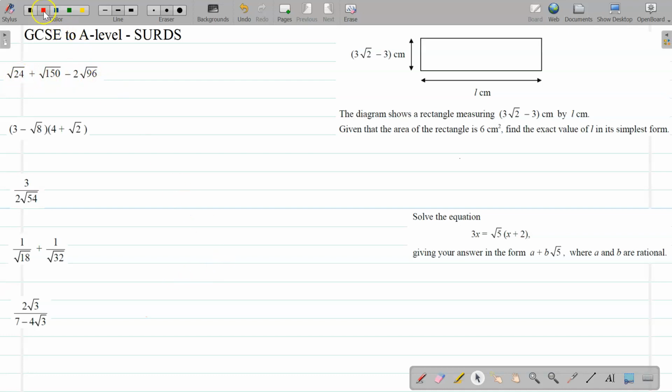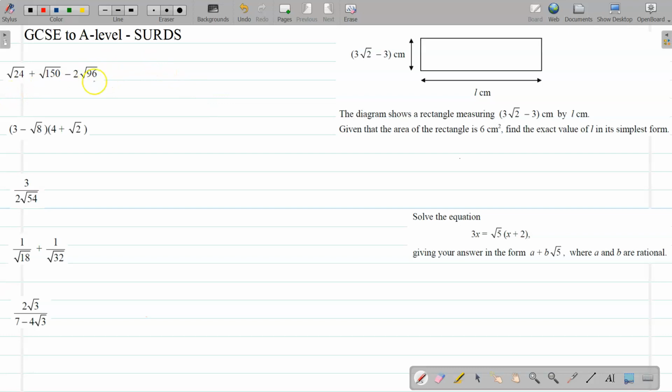And what we need to do is recognise that if we look at each term here, what's the common factor of those three numbers, such that the other factor is a square number? Well, 24 is the same as 6 times 4, 150 is 6 times 25, and 96 is 6 times 16. So they all have a common factor of 6. And the other number in each case is a square number, and that is our starting point.